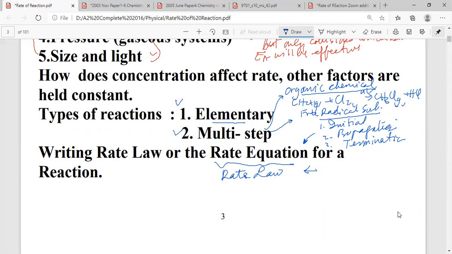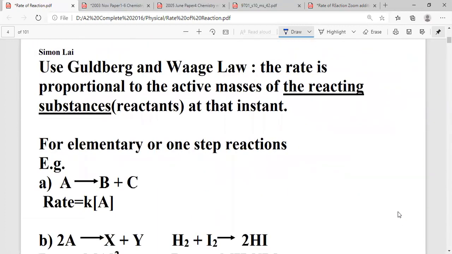We're going to write the rate equation for these two types. Very simple. But the point is, how do we determine the orders of the concentration of the reactants? Goldberg and Waage say that the rate is proportional to the active masses of the reacting substances, which means our reagents, not products, at the instant of the rate-determining step, the step that's slowest.